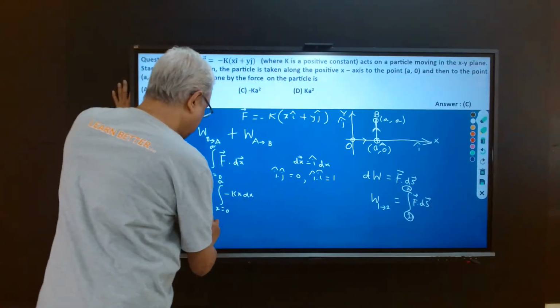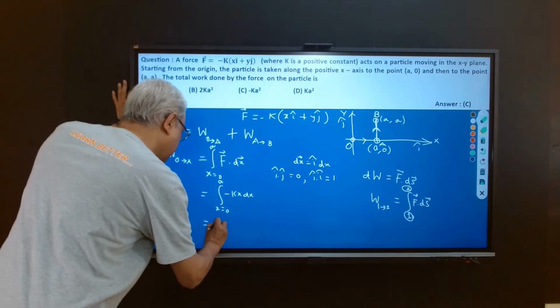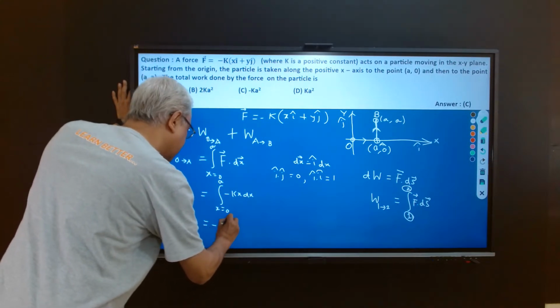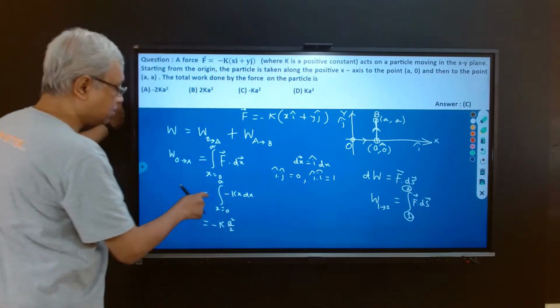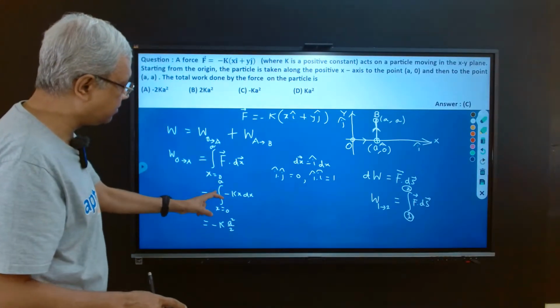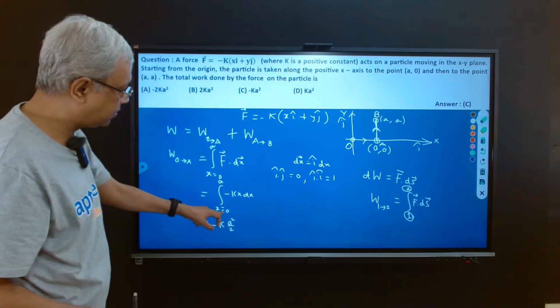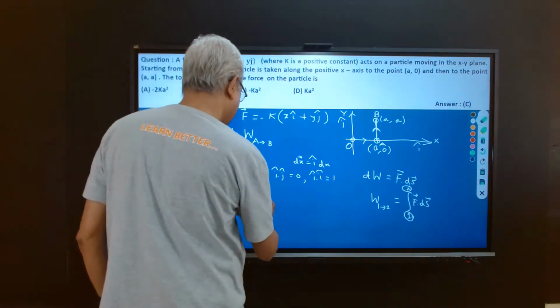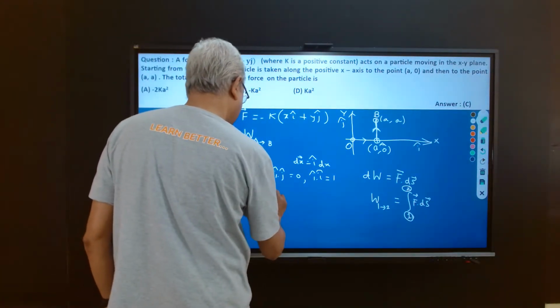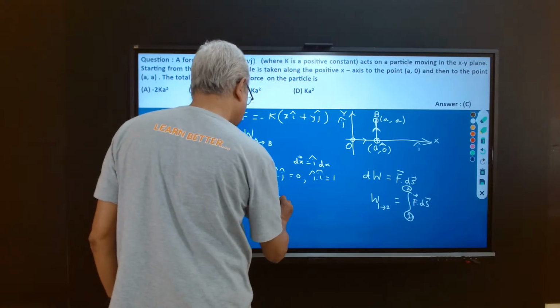So it is how much? It is minus ka squared by 2, because it is minus kx squared by 2 with upper limit a and lower limit 0.